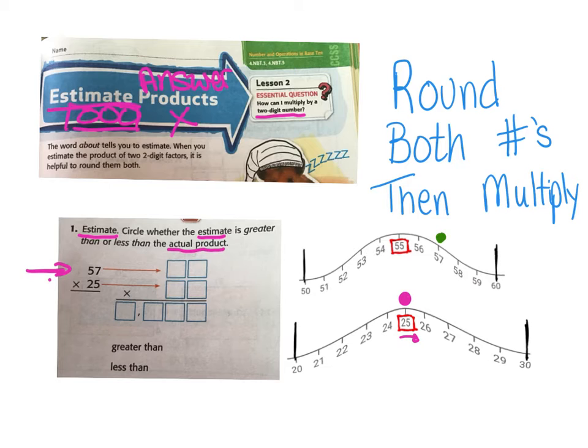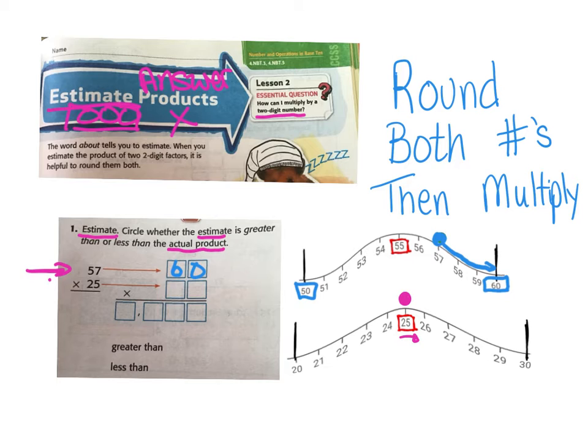I have 57. So if we think back to when we're estimating, if we have 57, think of a hill over here. If I put 57 on a number line in between my two benchmark numbers of 50 and 60, if I plot 57, it is on this side of the hill, meaning it's going to roll to 60. So my first number, 57, if I estimate it, it will be 60.